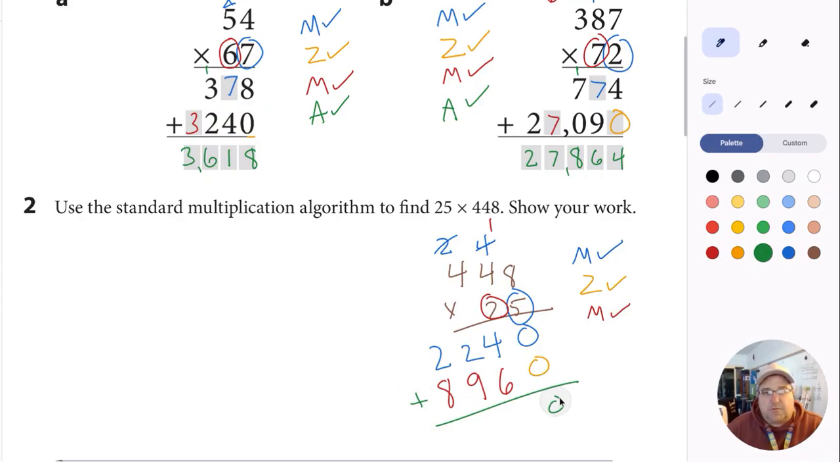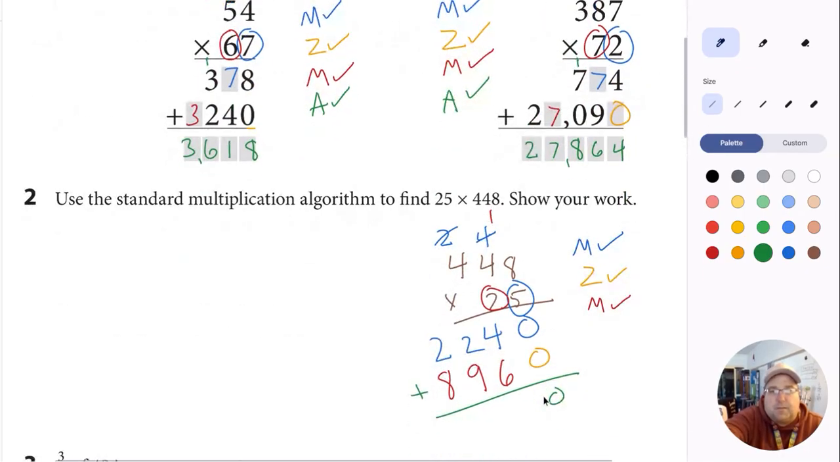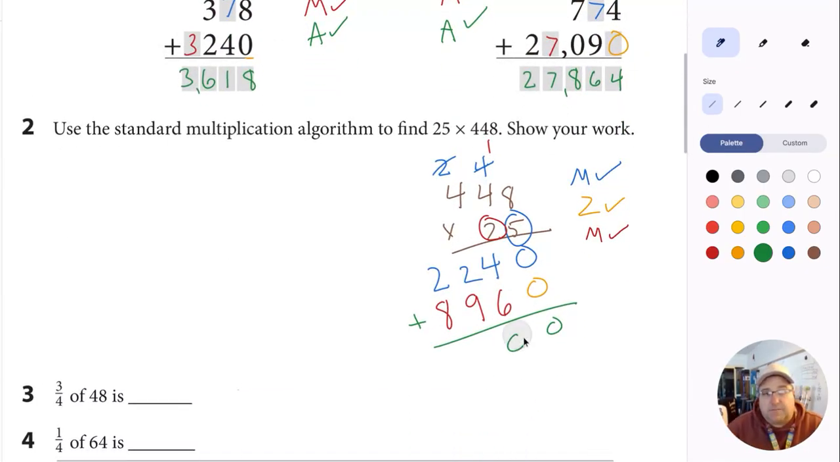And then finally, we're just going to add these up. So we get 0. We get a 10, so we got to carry that over. 9, 10, 11, 12. And then 10 plus 1 is 11. So 11,200 is what we're looking for on that one.